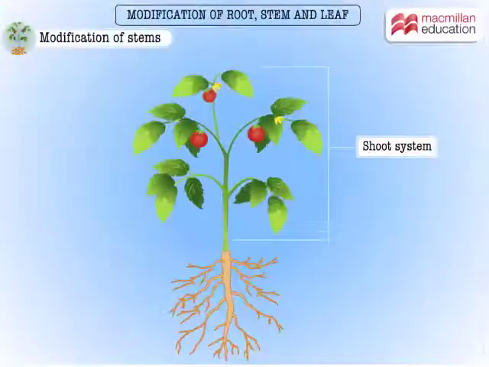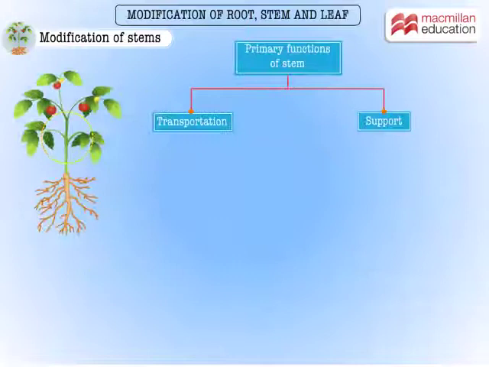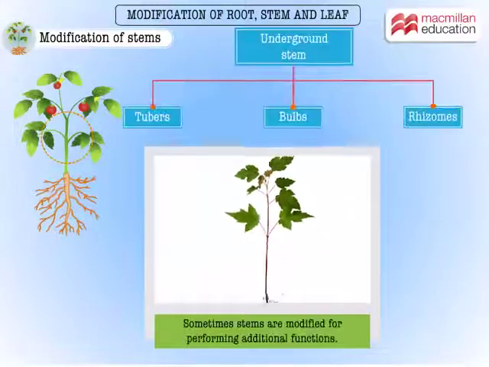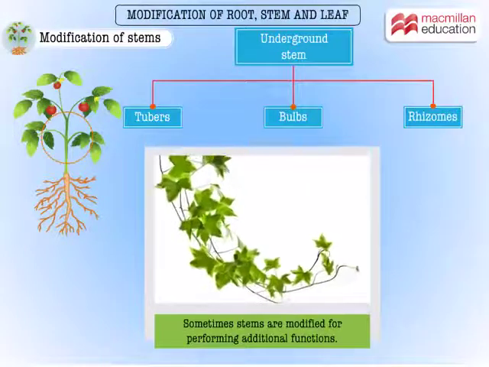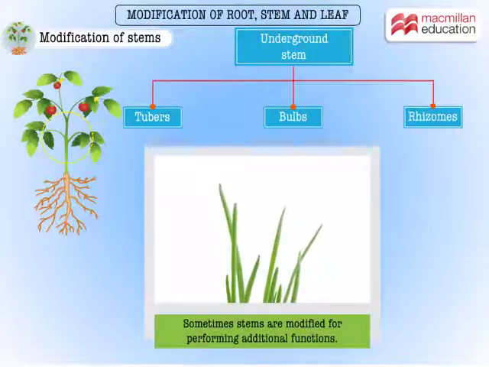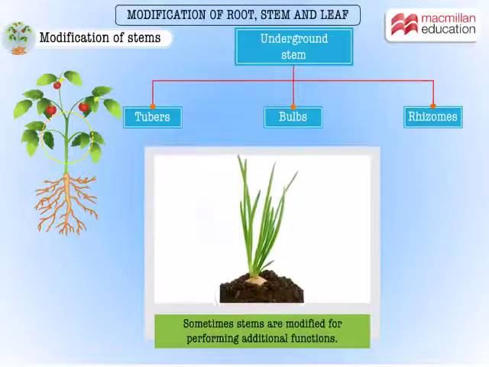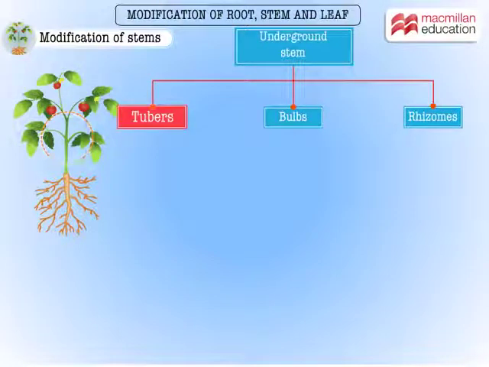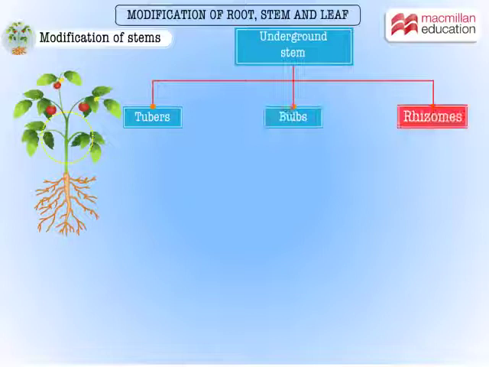We now move on to the shoot system. Let's begin with the stem. The primary functions of a stem are transportation of fluid and nutrients to different parts of the plant and providing support. Sometimes the stems are modified for performing additional functions. Stems of some plants grow underground and store food. Underground stems can be classified into tubers, bulbs, and rhizomes.